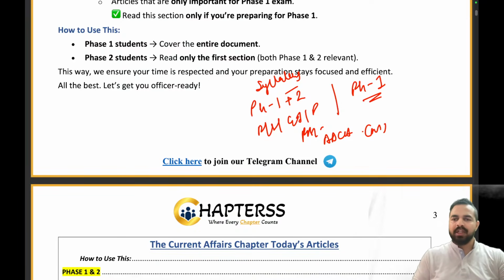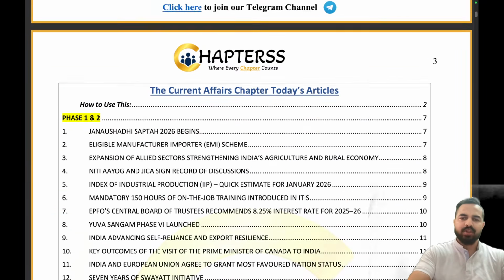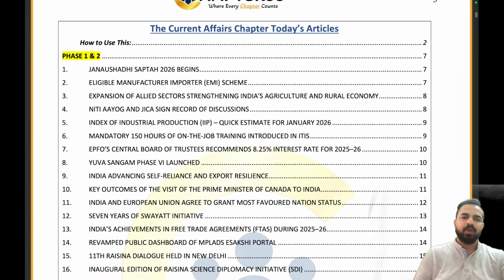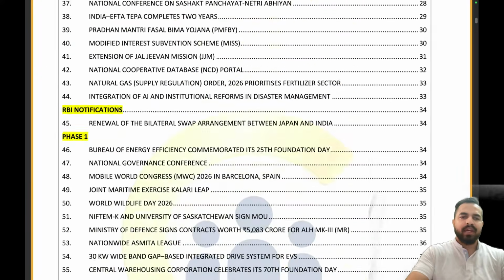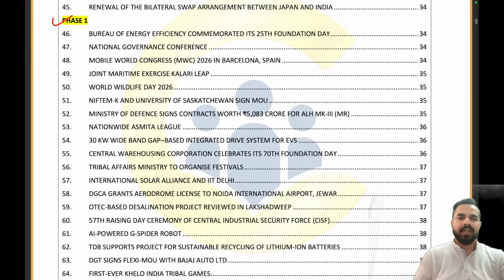Now the articles which are not at all related to the syllabus of the RBI, like sports, defense exercises, awards, appointments, books and authors, are important only for the phase 1 examination and you are not required to cover them for phase 2. That is why we have bifurcated them into two sections, phase 1 and phase 2. Clear to everyone?